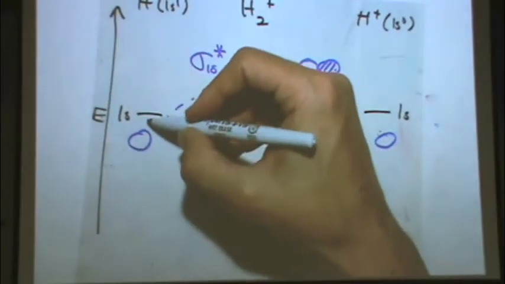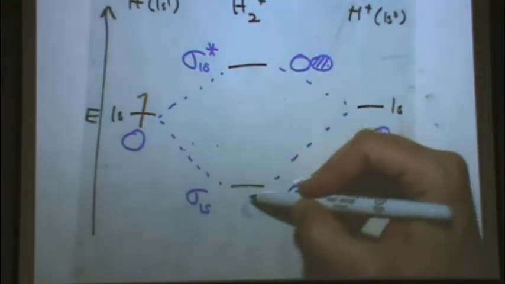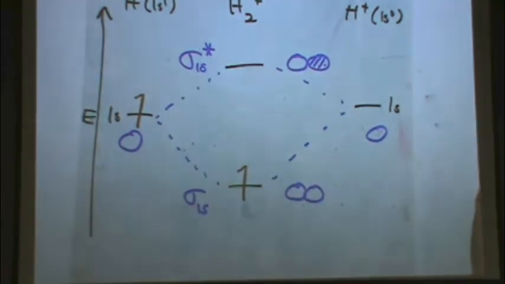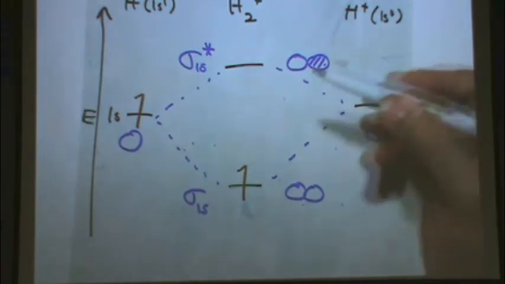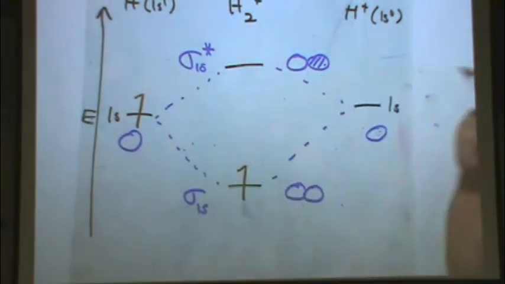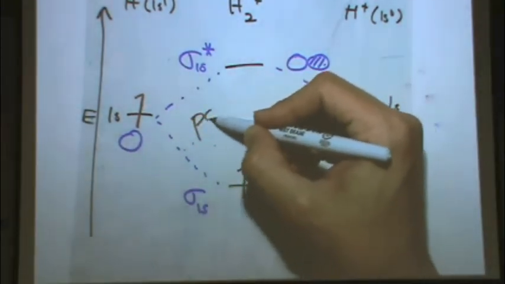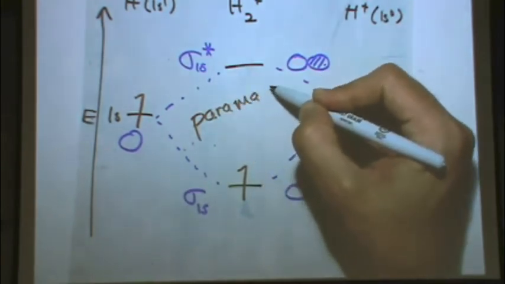When we do the electrons, the left-hand side has 1 electron, the right-hand side has 0 electrons. So there's only 1 electron to put in the middle. So we would call this what? Para or diamagnetic? Yeah, when there's an unpaired electron, you call it paramagnetic.